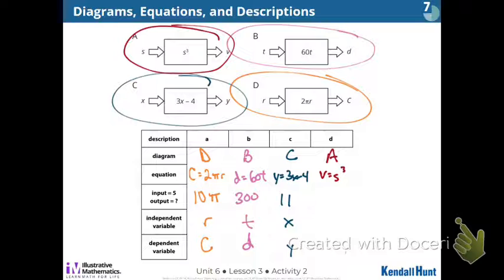Similar to our warm-up, right? We had a square. If we throw a 5 in there, what's 5 cubed? 125. The thing going in, s, would be independent. The output V would depend on that s. Cool, cool?